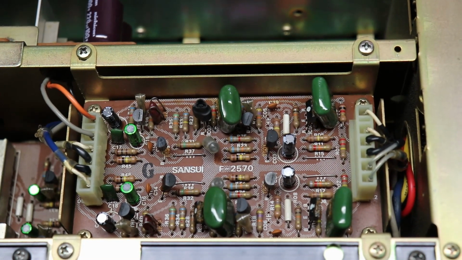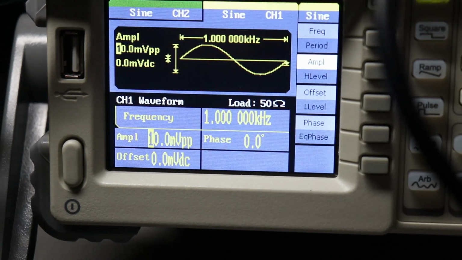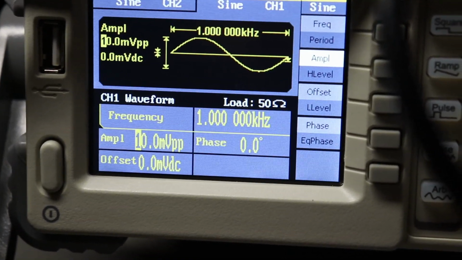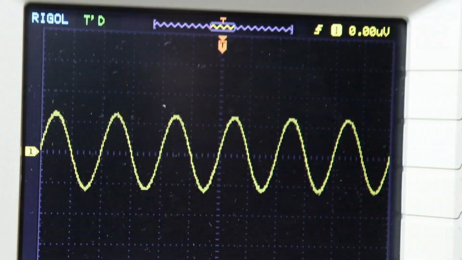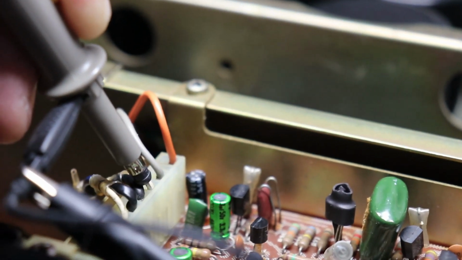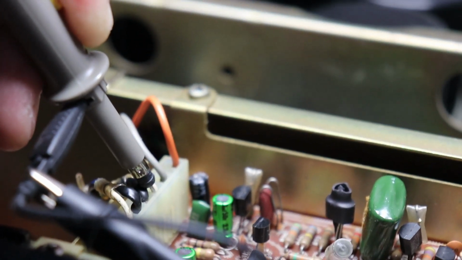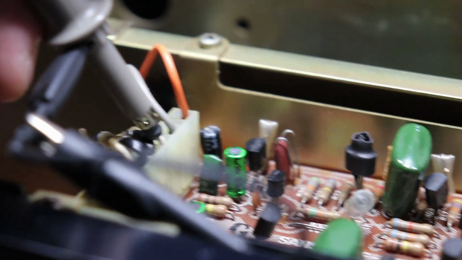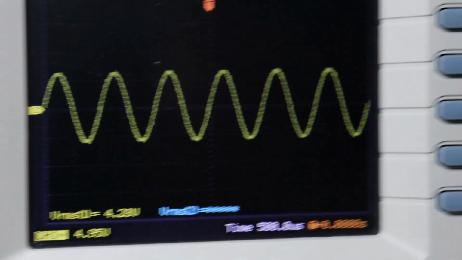So let's get started. I'm running a 1000 hertz test signal at only 10 millivolts into the phono input. That is the good channel, the left channel I'm looking at right now. I've just got my scope probe pushed down into the connector pin for the left channel of this phono card. So that looks good. Now we'll go over to the right one.